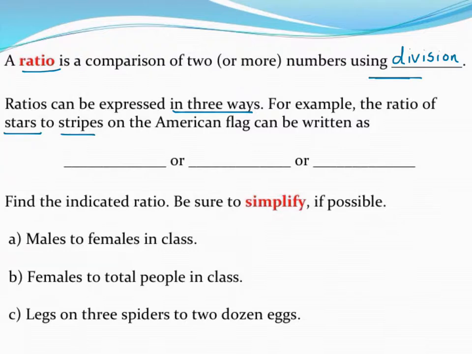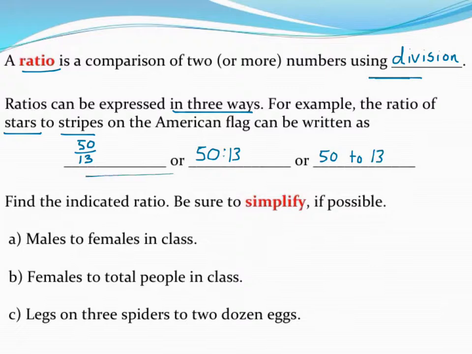So I know that there are 50 stars, and I know that there are 13 stripes for the colonies. So one way to write this, as I said, is as a fraction, 50 over 13. We can also write a ratio using a colon. You may remember that from middle school. So we could say 50 to 13 using that colon. Let me make that a little bit easier to see. And then finally, we could also write this out using words. We could say 50 to 13. Either of those would be acceptable ways to write a ratio.